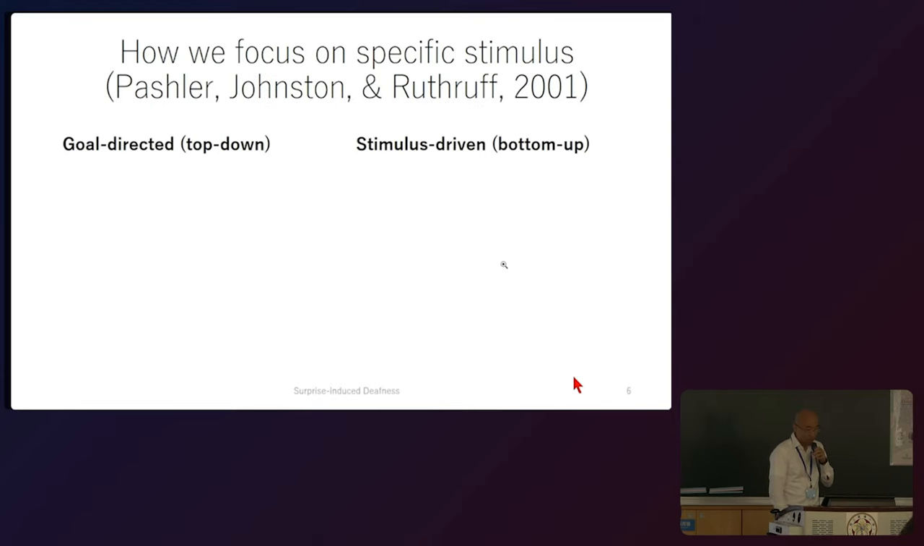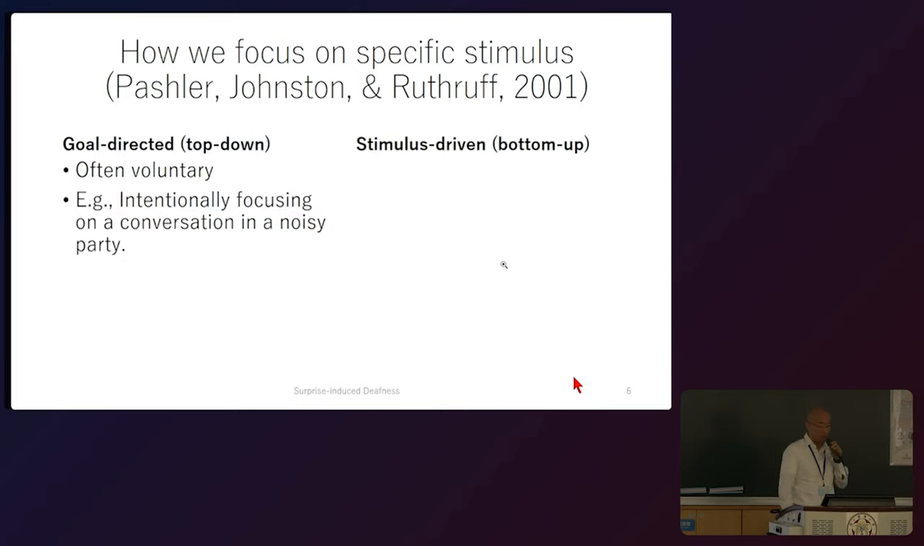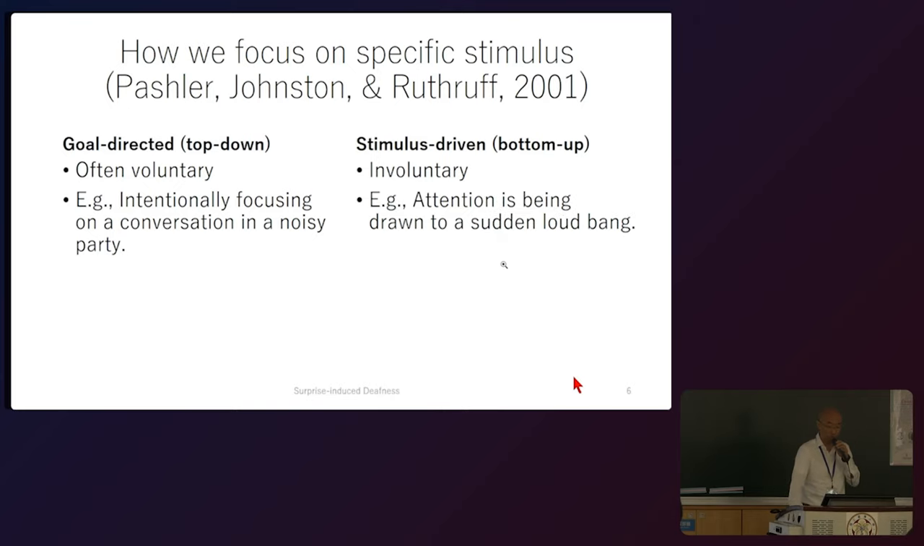So there are two major kinds of processes psychologists have postulated: goal-directed attention and stimulus-driven attention. One is often voluntary, like intentionally trying to focus in a noisy situation. And then stimulus-driven attention, which I'm going to talk about, is often involuntary. It's like our attention being drawn to something very salient, like a loud bang outside or stuff like that.